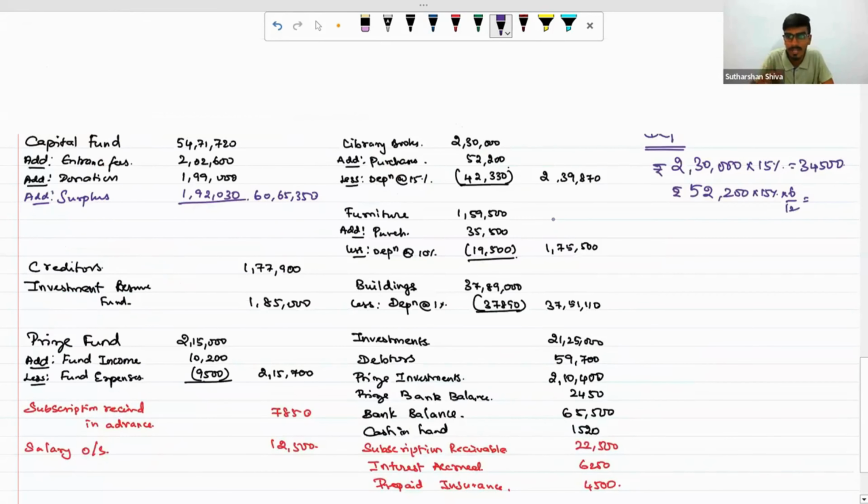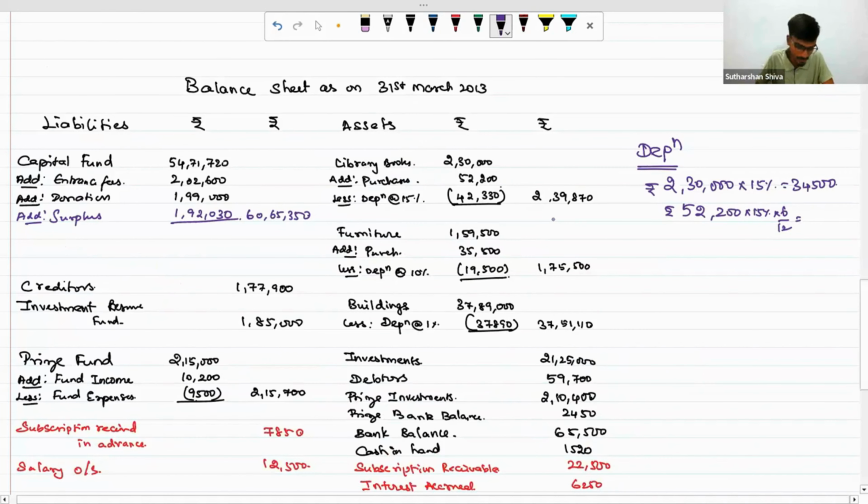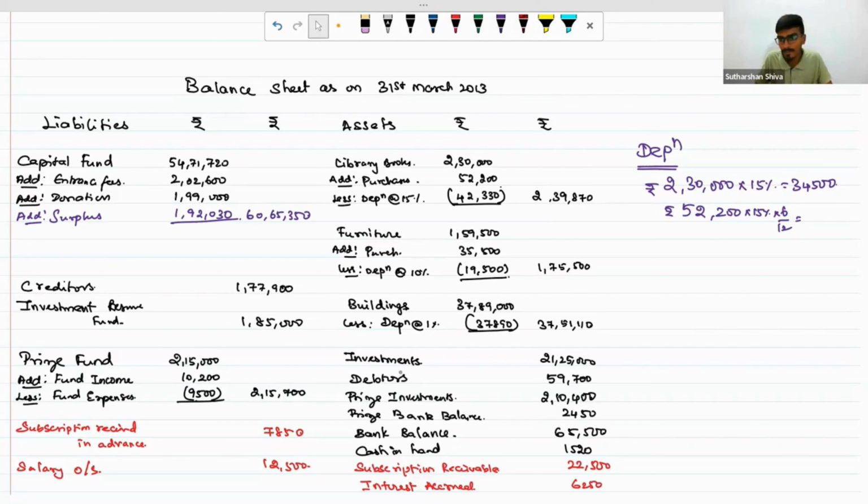Okay, actually, what is the value coming? 52,200 into 15% into 6 by 12. What is the value? Give me the exact value: 52,200 into 15% divided by 2. Right? 3915. If you add this to 34,500, it is 38,415. It is the actual depreciation as per the answer.